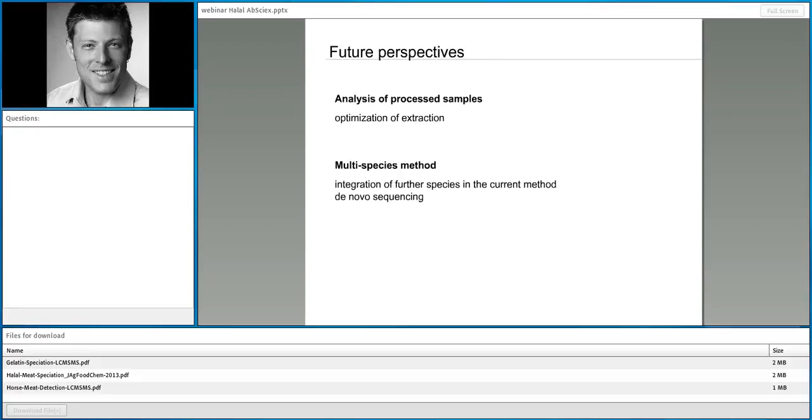And in addition, we are working on the multi-species method, so to integrate further species in the current method, 8 to 10 species roughly, so that you have one method which you can use and you can really in parallel analyze and detect several species in one run.